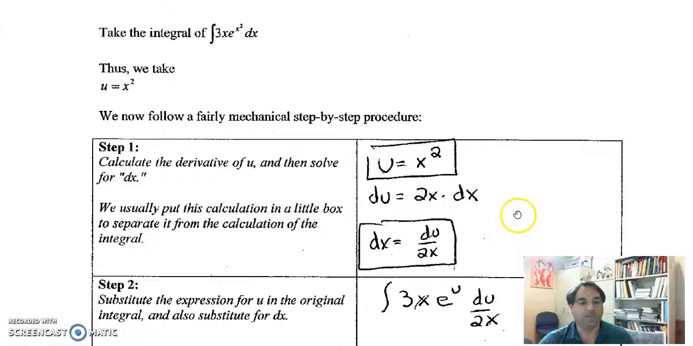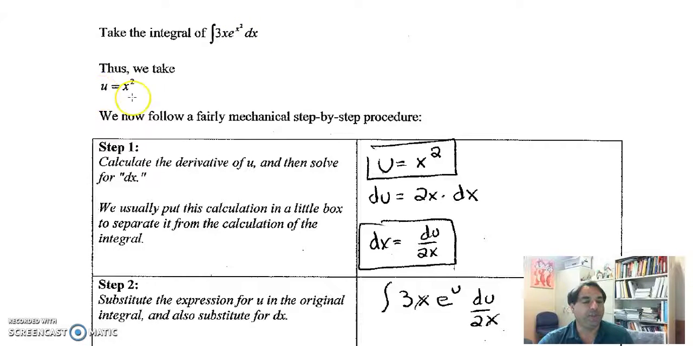Okay, we'll do one more. So we have the integral of 3x e to the x squared dx. Now it's complicated because I have 3x times e to the x squared, that's one problem, and I don't know how to take the integral of e to the x squared. I know how to take the integral of e to the x, but I don't know how to take the integral of e to the x squared.